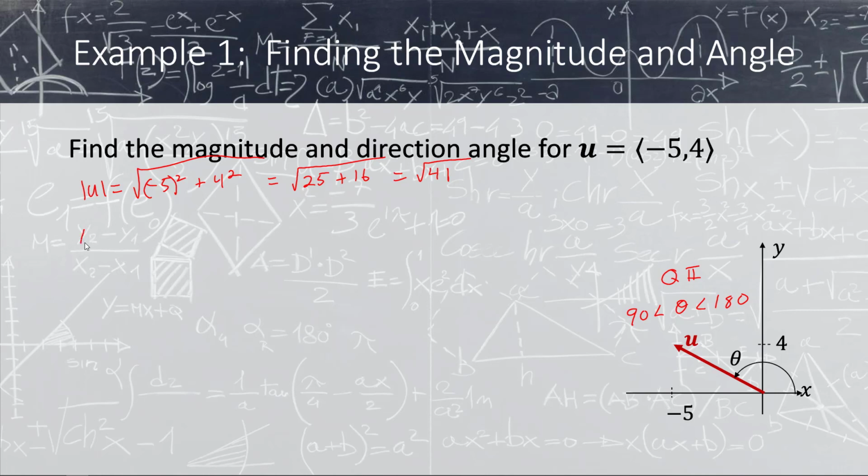Okay, well, what about theta? Well, we know that the tangent of theta is equal to negative 4 over 5, or once again, the opposite is 4, but the adjacent is negative 5, so it'll give you the exact same thing. However, the arctangent of that value is going to be equal to negative 38.66 degrees, which, by the way, is this angle right here.